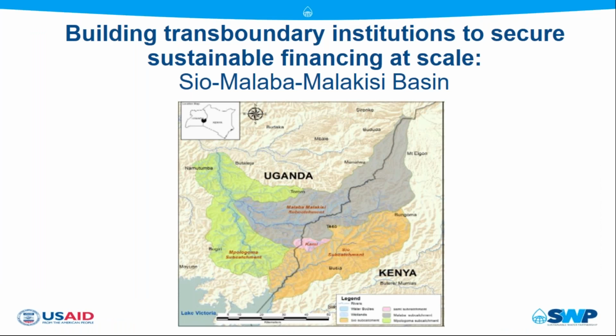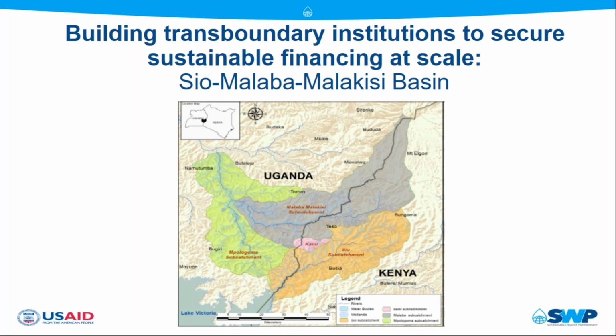Great. Okay, I'm now going to move to a subset called Building Transboundary Institutions to Secure Sustainable Financing at Scale. This is very much an active, ongoing project for us, and it focuses on the Sio-Malaba-Malakisi Basin, which is shared between Kenya and Uganda. This basin has a population of 4 million people in it and 3 subcatchments: the Malaba-Malakisi, Umpologa Goma, and the Kyogo, and the Sio, which drains directly into Lake Victoria.